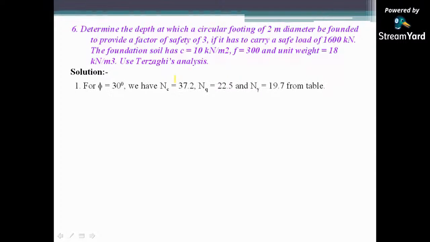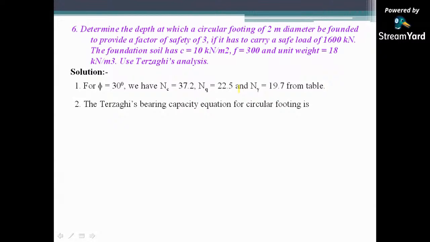Firstly, write down what is given. So given here is phi equals 30 degree. From Terzaghi's table for 30 degree, this will be general shear failure. So from the table itself you take the Nc, Nq and N gamma values.